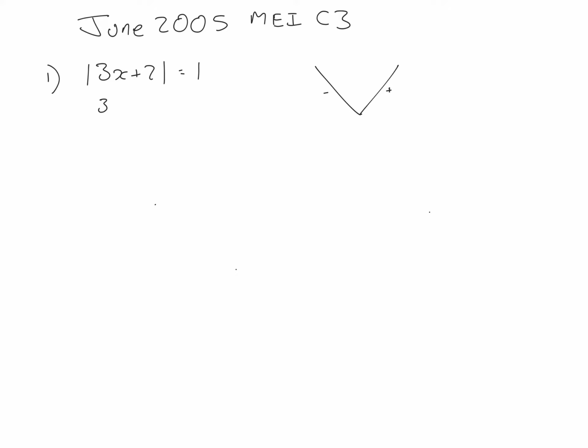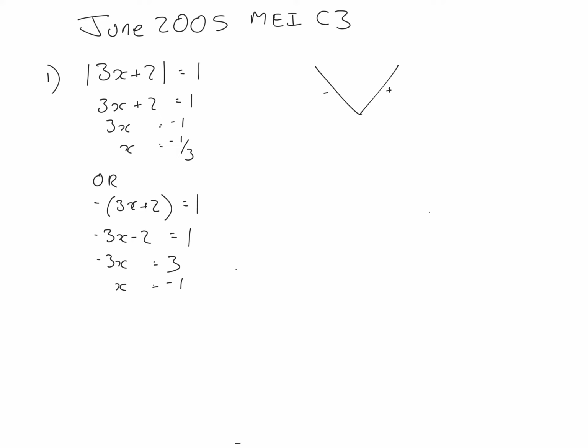So first of all, we've got the positive case. So 3x equals minus 1, so x equals minus a third. Or we've got minus 3x plus 2 equals 1. So we've got minus 3x minus 2 equals 1. So minus 3x equals 3. So x is minus 1. So our answer is x equals minus a third or minus 1.